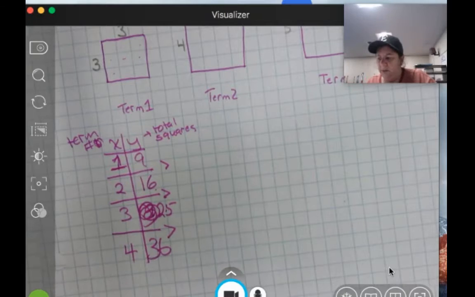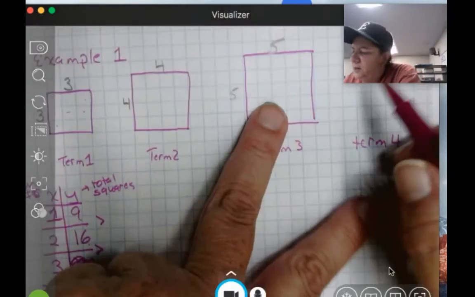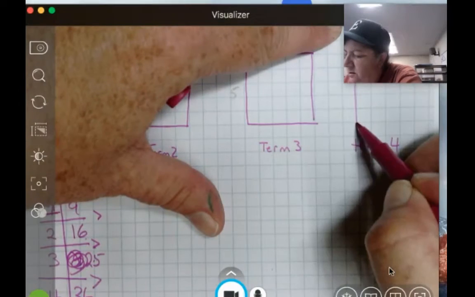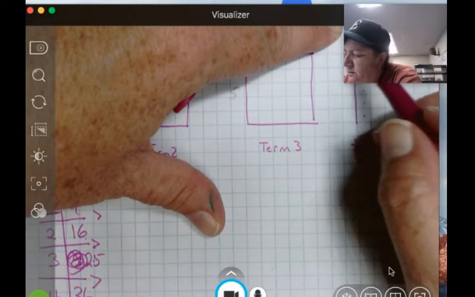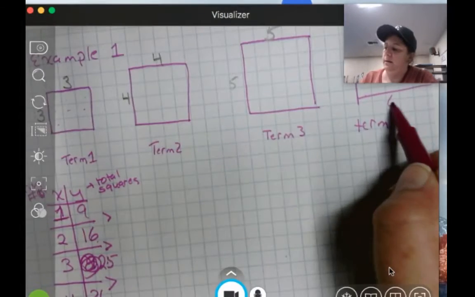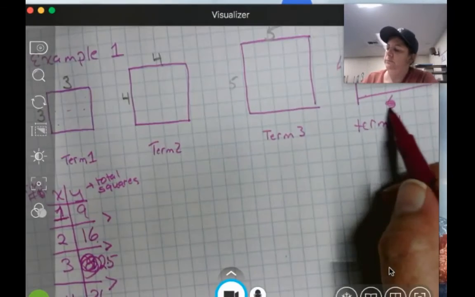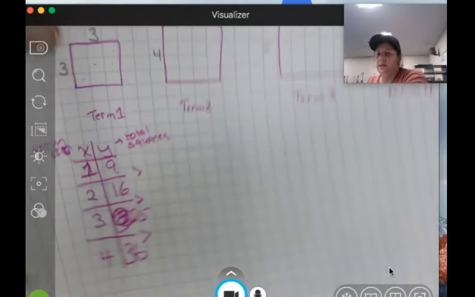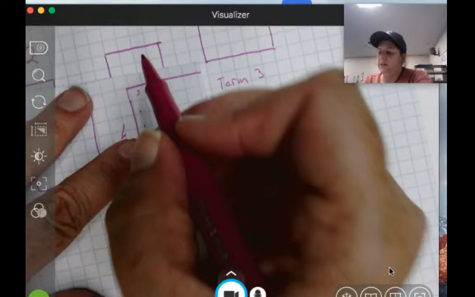So what's interesting, though, is, how am I going to, so I'm just going to draw this one. It's probably a 6 by 6, right? 1, 2, 3, 4, 5, 6 by 6. There we go. Oh, you can't see that. It's behind my head. There you go. It's a 6 by 6.